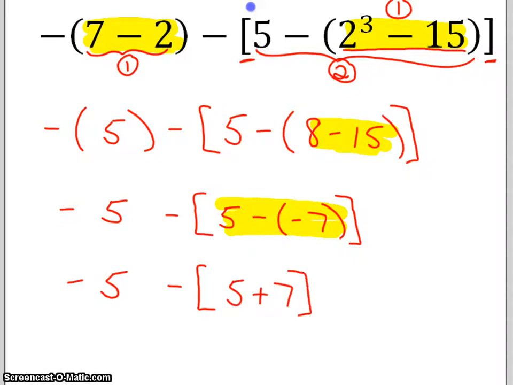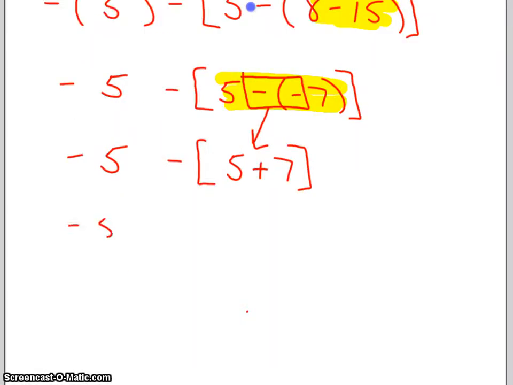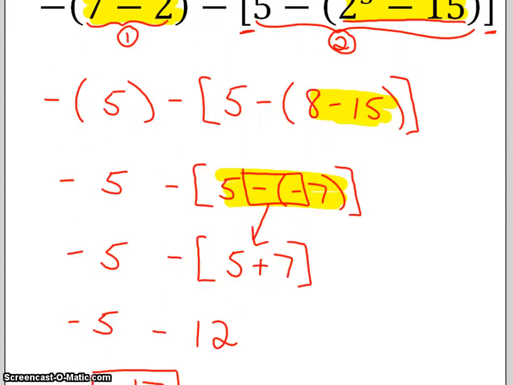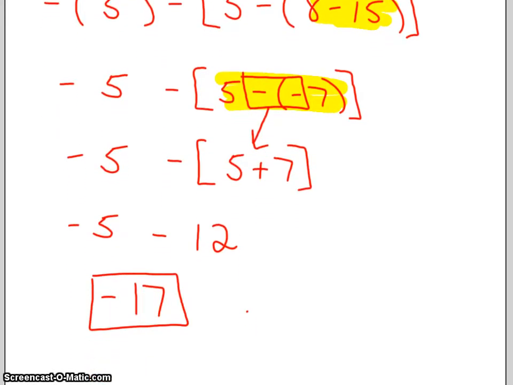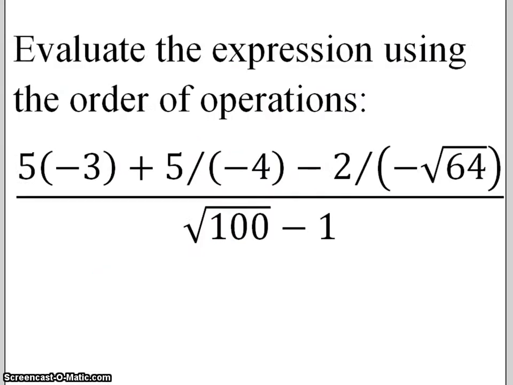And I'll just rewrite that. This double negative right here, that becomes a plus. Which now we can write negative 5 minus 5 plus 7 is 12. Negative 5 minus 12, negative 17. Okay, so that was a good example where we had different types of parentheses involved and the steps in which to do them. Let's look at another problem.